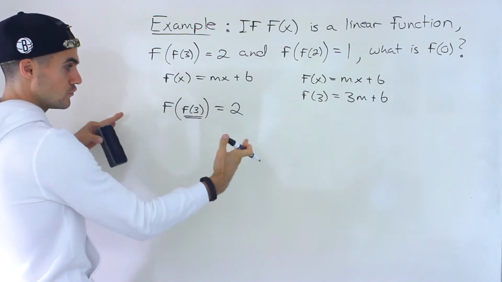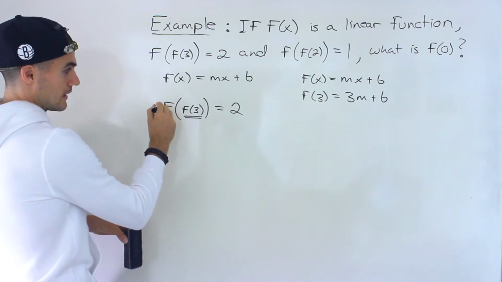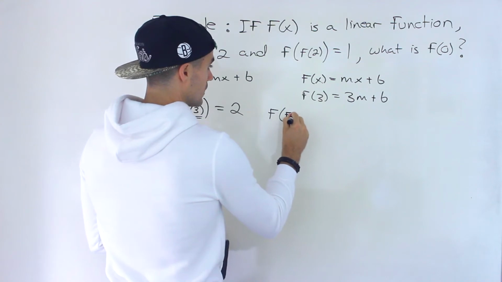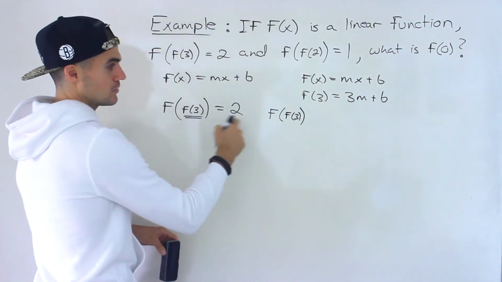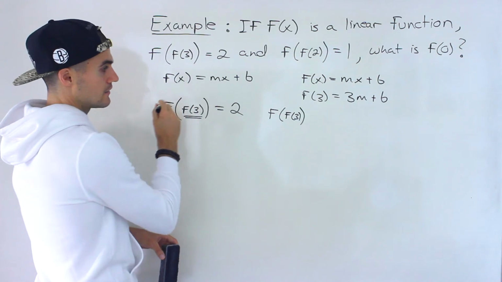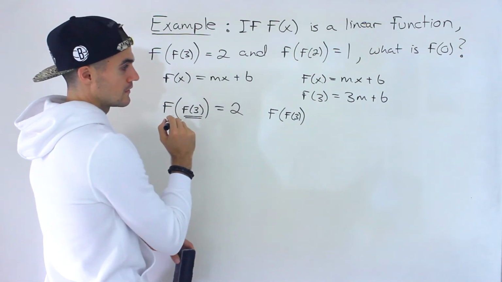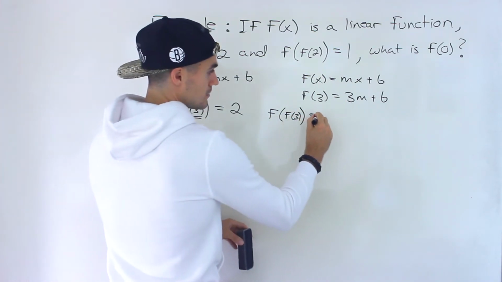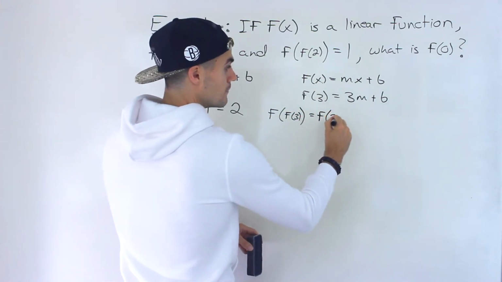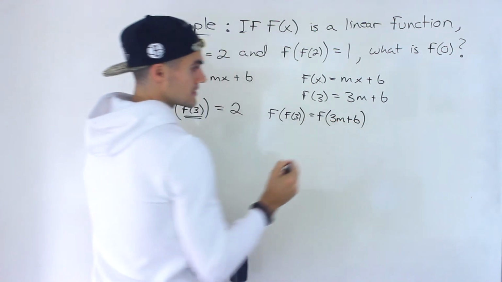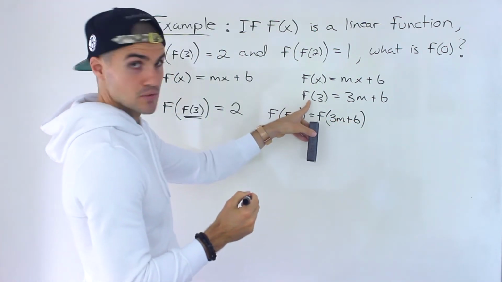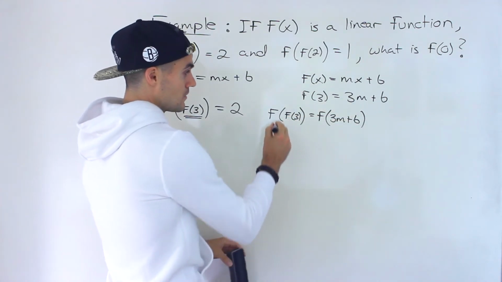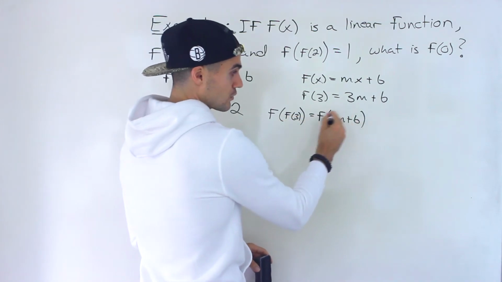And then you move to the outer part, and notice that we're told that f of f of 3 is equal to 2, but I'm just going to deal with this left side for now. I'll bring the 2 in after. Notice f of f of 3 is going to be f of 3m plus b, because we know f of 3, as we showed over here, is 3m plus b. And so f of f of 3 is equal to f of 3m plus b.